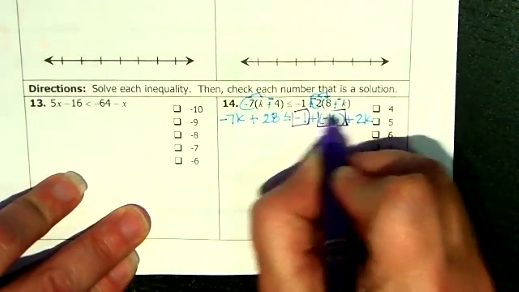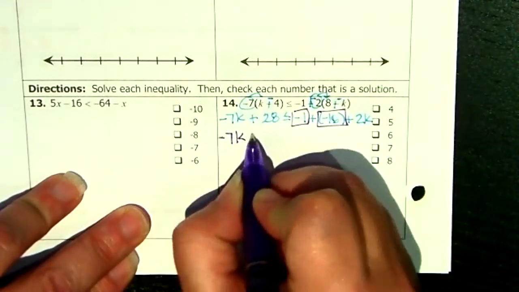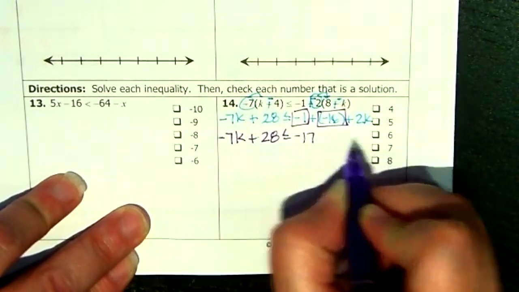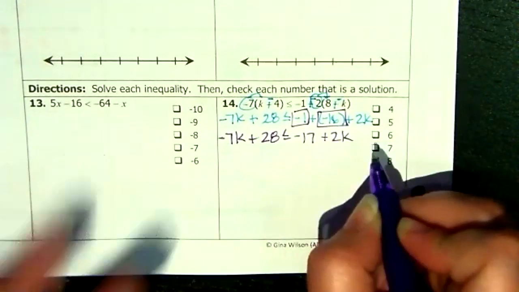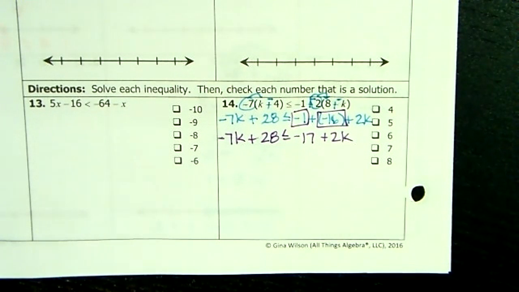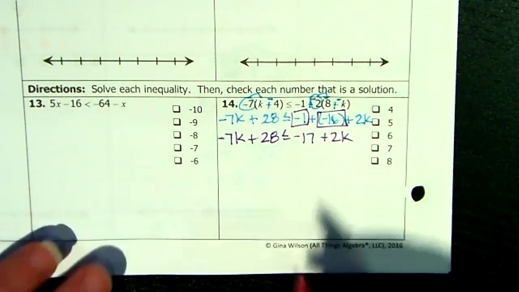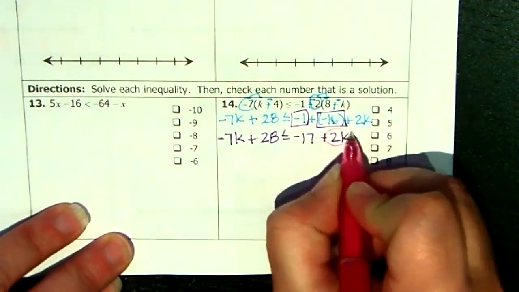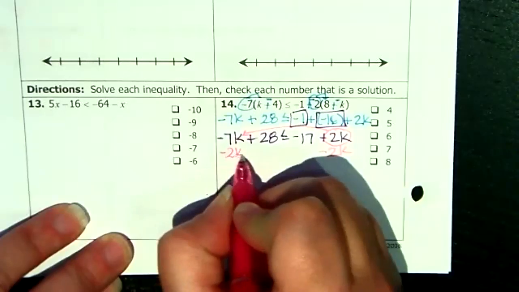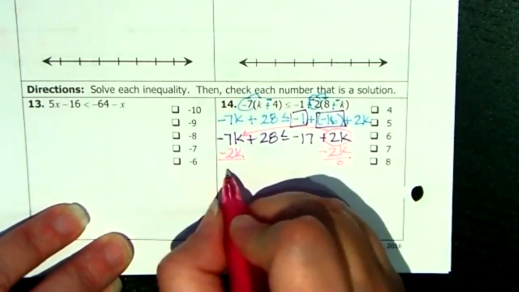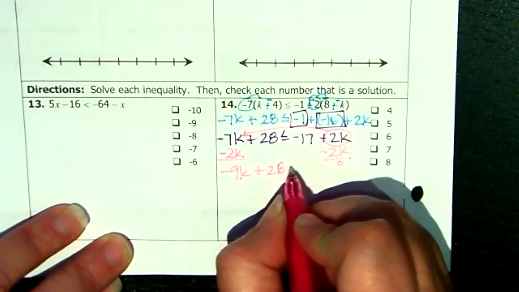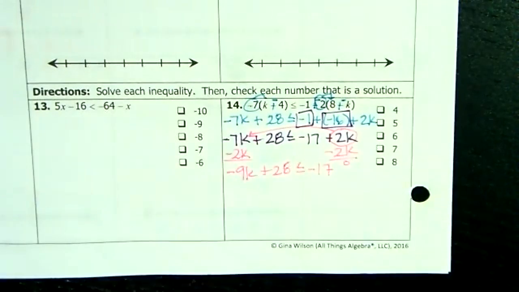And now I combine like terms where I can. The -1 and the -16. So now I have -7k plus 28 is less than or equal to -17 plus 2k. And now we solve. So I'm going to move the 2k over here. So I'm going to subtract 2k from both sides. And this equals 0. So I'm now going to have -9k. Bring everything else down. Plus 28 is less than or equal to -17.